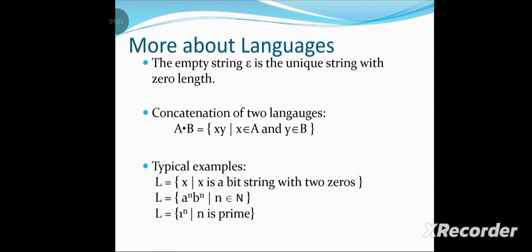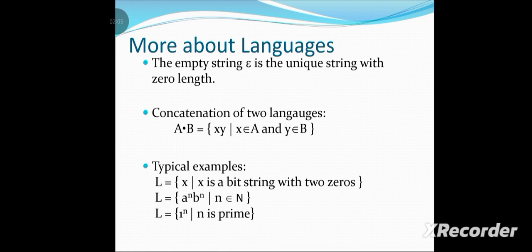We can see some examples of a language. For example, L can be any x such that x is a bit string with 2 zeros. So whichever string has 2 zeros, you can include in this language L. Second example, L equals a to the power n, b to the power n, such that n belongs to the natural numbers. For example, a power 2, b power 2 is one word, a, a, b, b. And you can also have a power 4, b power 4. These are some words available in this particular language.